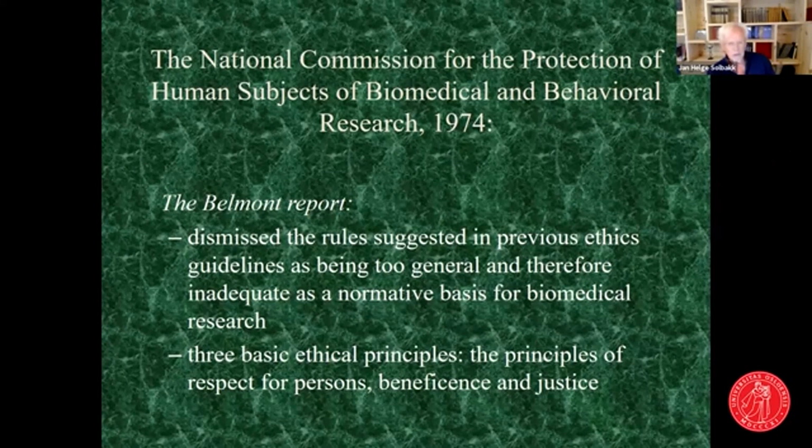The Belmont Report was issued by the National Commission for the Protection of Human Subjects of Biomedical and Behavioral Research, and it was published in 1974. This report dismissed the rules suggested in previous ethics guidelines, such as the Nuremberg Code or the first version of the Declaration of Helsinki, as being too general and therefore inadequate as a normative basis for biomedical research. And three basic ethical principles were proposed: the principles of respect for persons, beneficence, and justice.